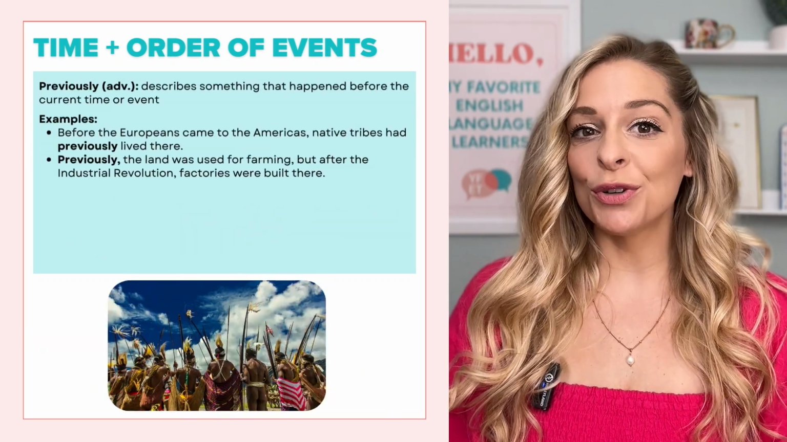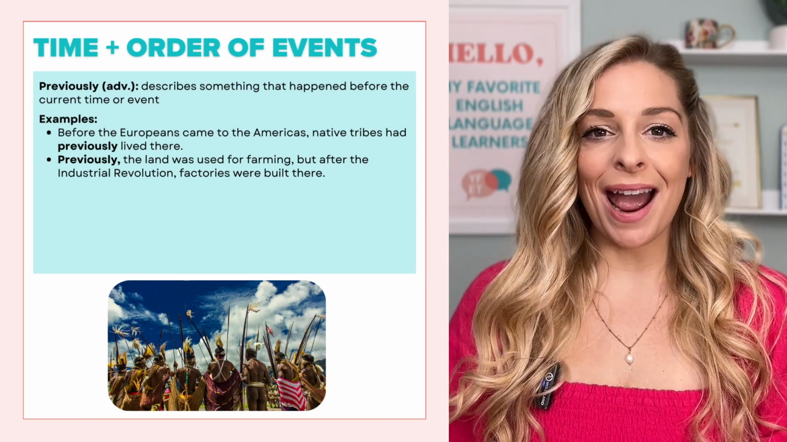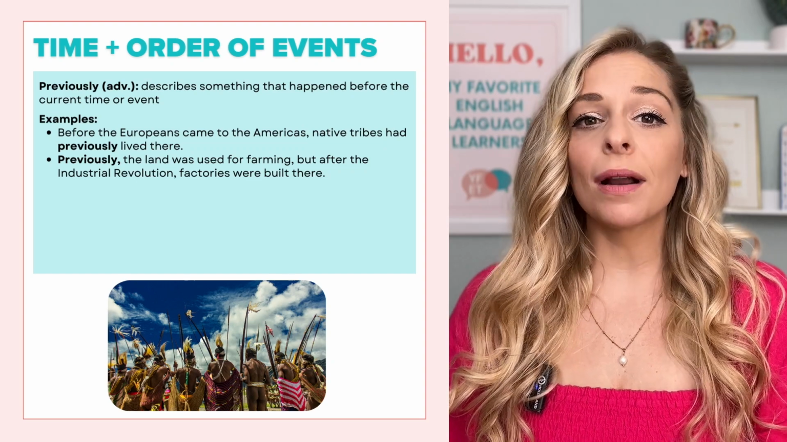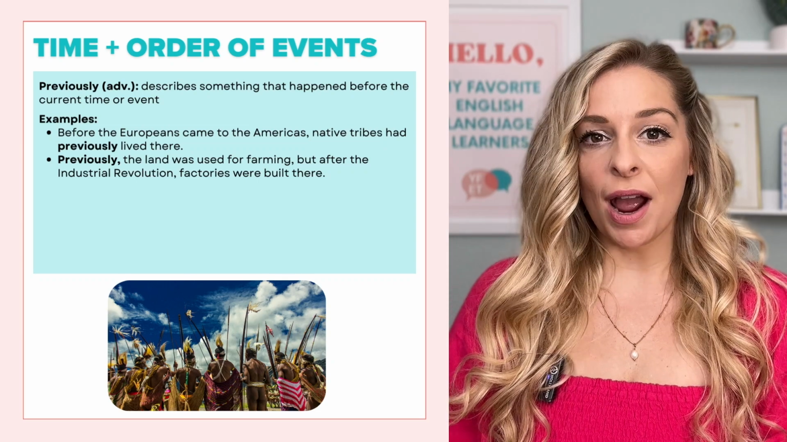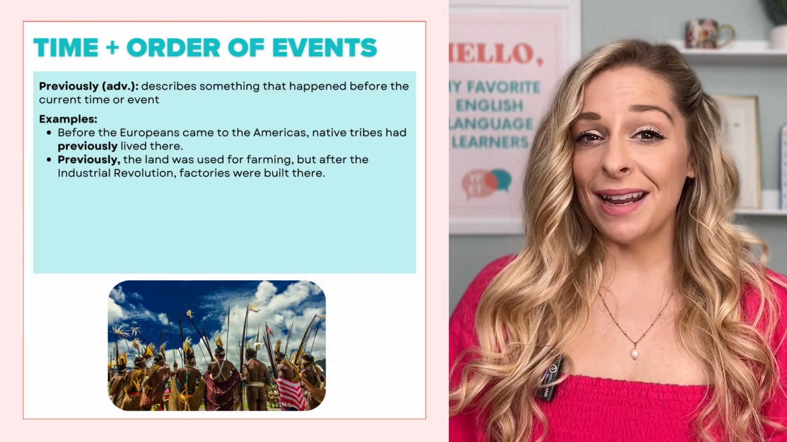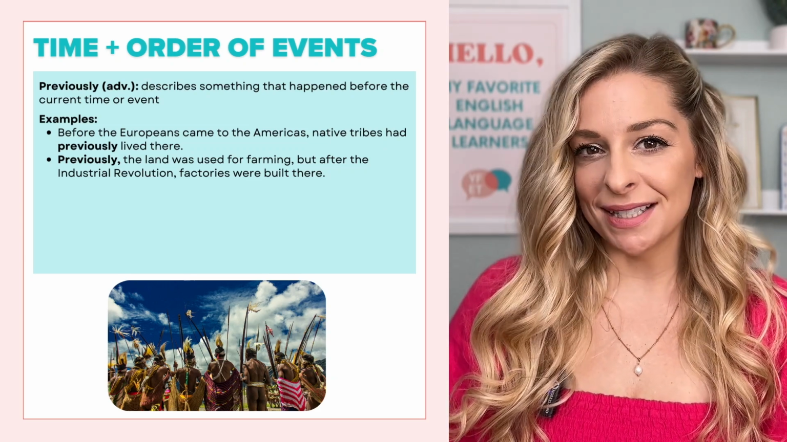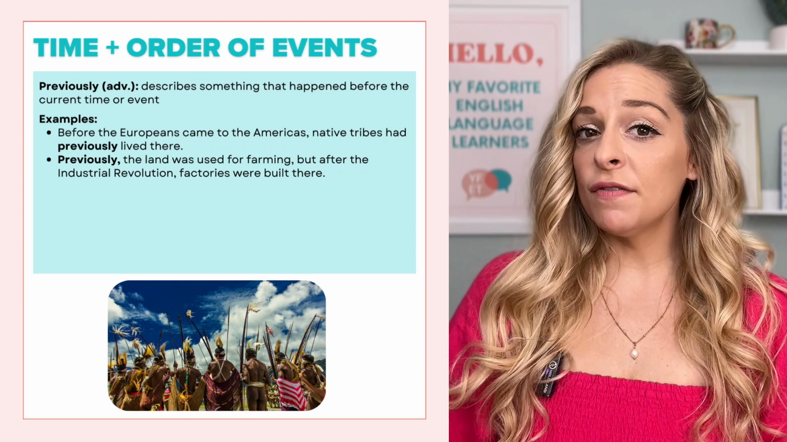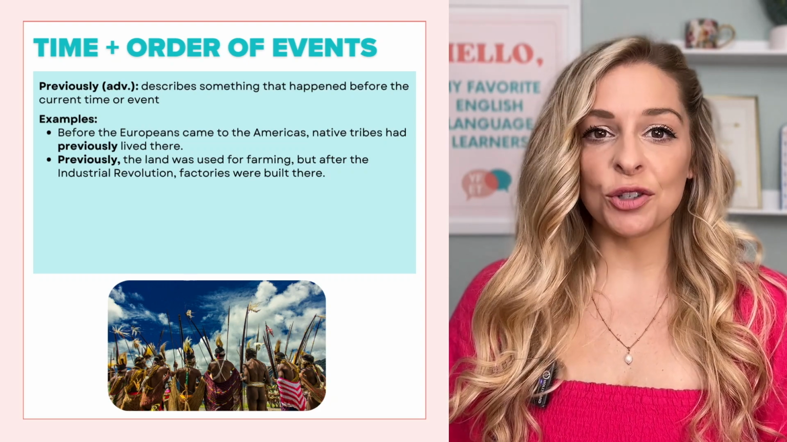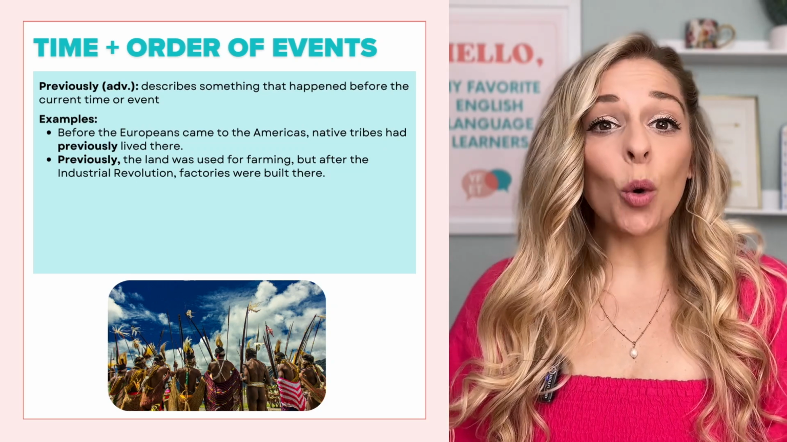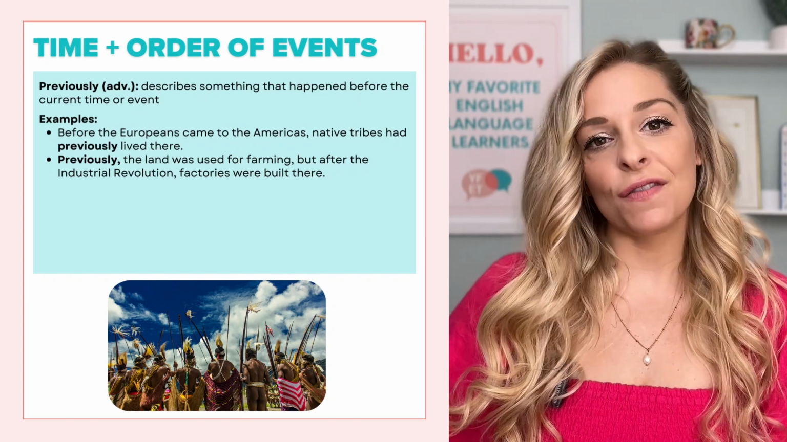Next, we have the adverb previously. This describes something that happened before the current time or another event. For example, before the Europeans came to the Americas, native tribes had previously lived there. The native tribes lived there before the Europeans came. They had lived there previously. Or in another example, previously the land was used for farming, but after the Industrial Revolution, factories were built there. So previously or before, the land was used for farming, but then the Industrial Revolution happened and factories were built.